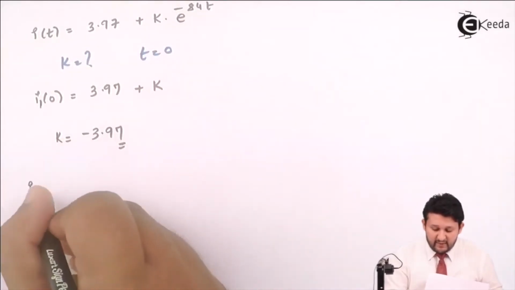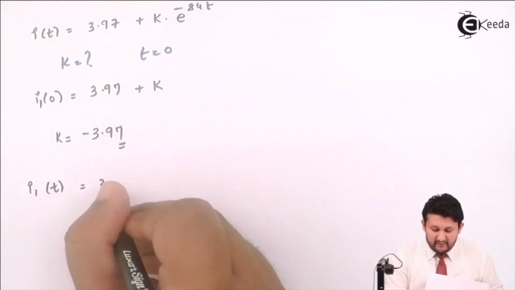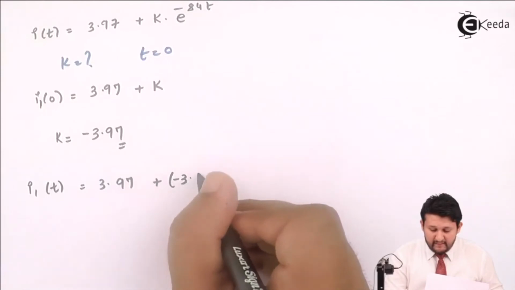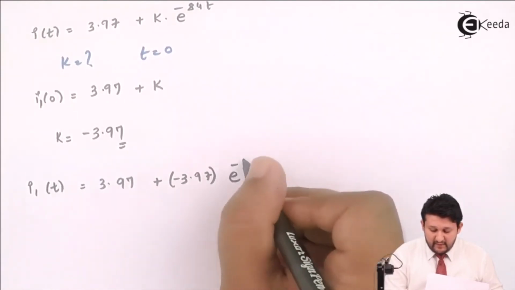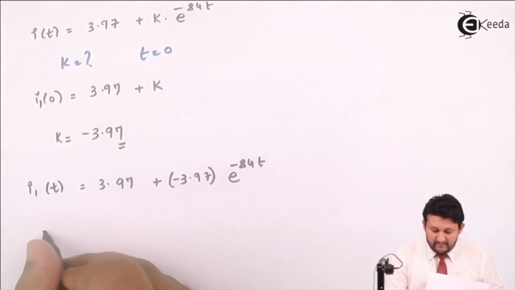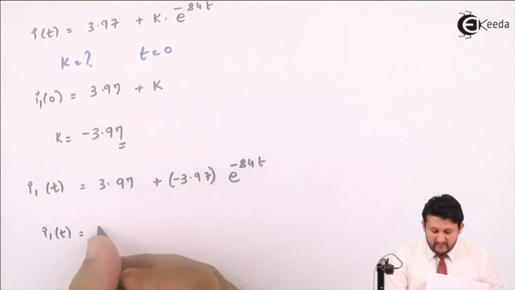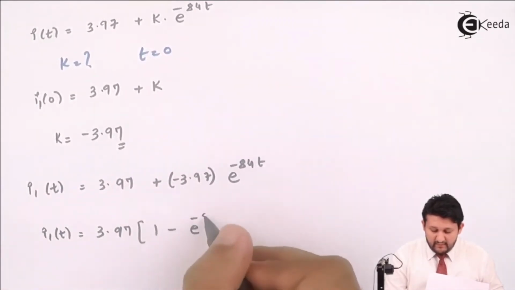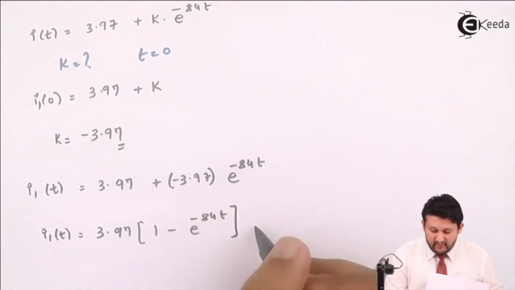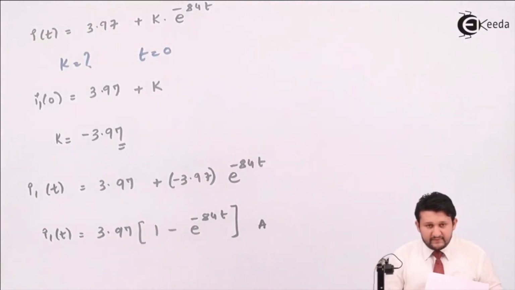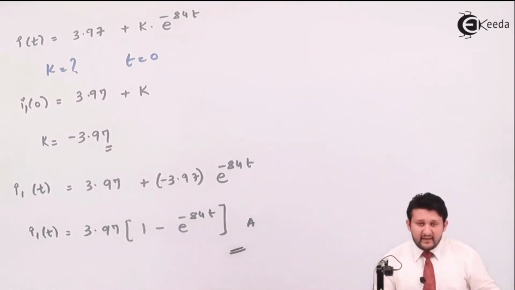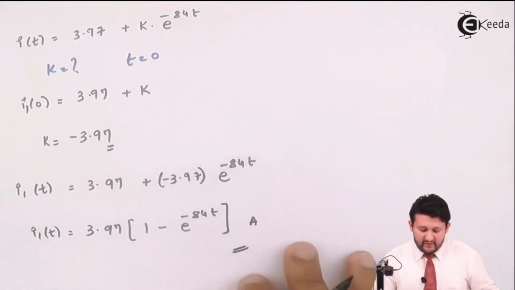Put the value of k in the above equation. So your I1 of t will be equal to 3.97 bracket minus 3.97 into e raised to minus 84t. So your I1 of t will be equal to 3.97 bracket 1 minus e raised to minus 84t amperes. So after getting the I1 of t value, let's go for I2 of t, because I need to find I1 of t as well as I2 of t in the following equation.